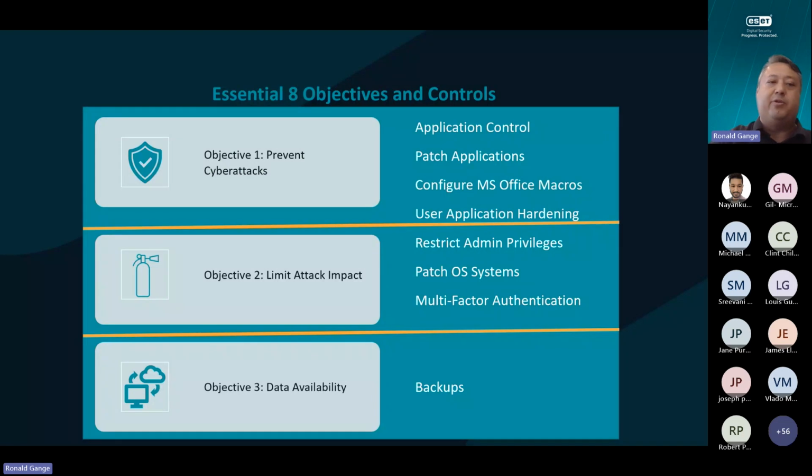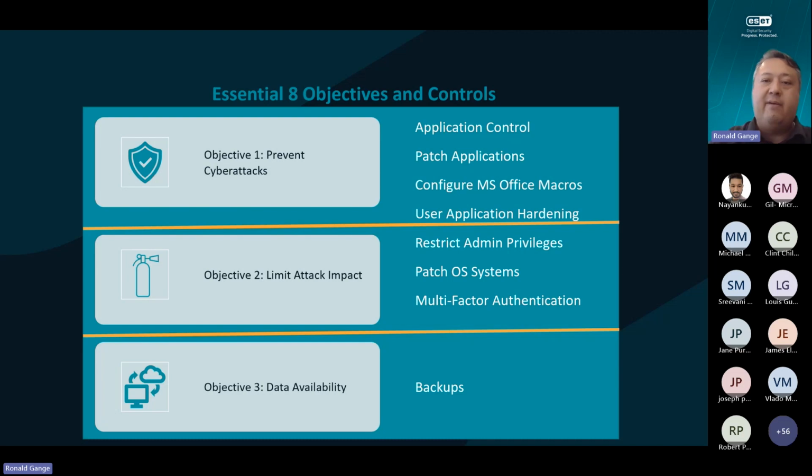We can divide them into 3 objectives. One is to prevent cyber attacks. Two is to limit the impact of breaches. And three is to maintain data availability. And that looks at these different areas of control: application controls, patch applications, configure Microsoft Office macros, etc. I won't go through all of those now, but you're probably familiar with these.